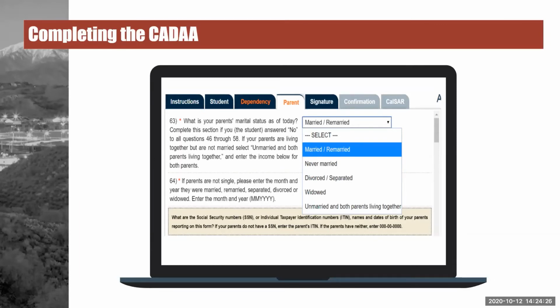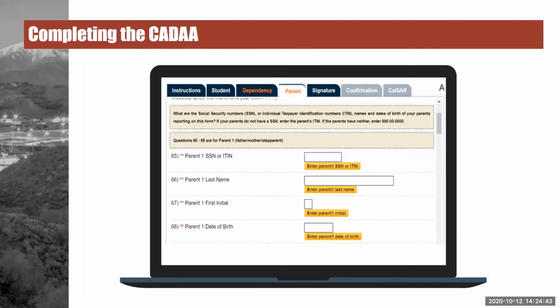The first question of this parent section will ask, what is your parent's marital status as of today, which is the date that you are completing the DREAM Act application. The next question will ask you to report a date that your parents were married, remarried, separated, divorced, or widowed if applicable. Next, you will report information about your first parent.